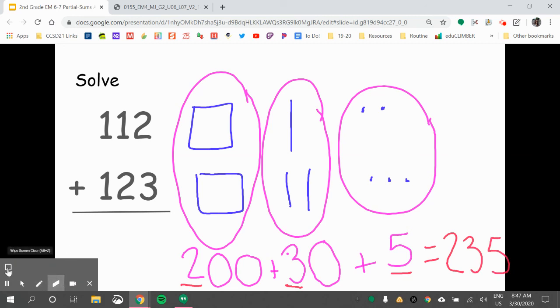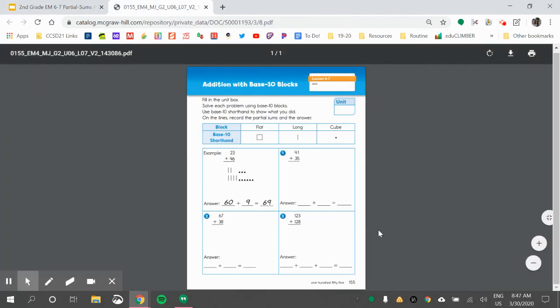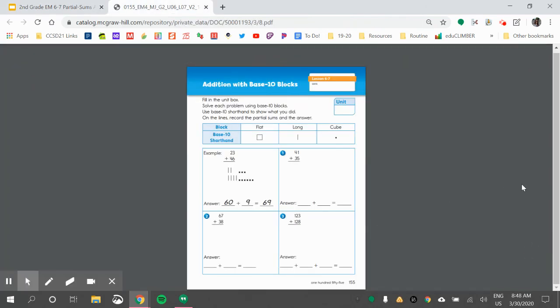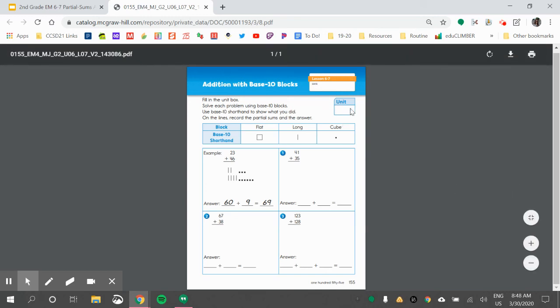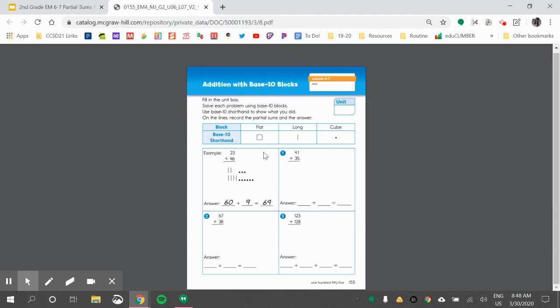You're going to practice this strategy on your own today in your math journal. You're going to turn to page 155 in your math journal. In your math journal, the first thing it asks you to do is fill in the unit box. Remember, you can choose anything. And then you're going to solve each of the problems represented on the page using those base 10 blocks. You'll use base 10 shorthand to show what you did, just like I did in the video. Then down here at the bottom where it says answer, you will record your partial sums. The first one is done for you. You'll do number 1, 2, and 3 on your own.